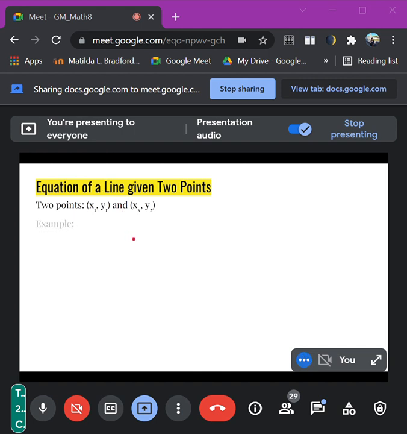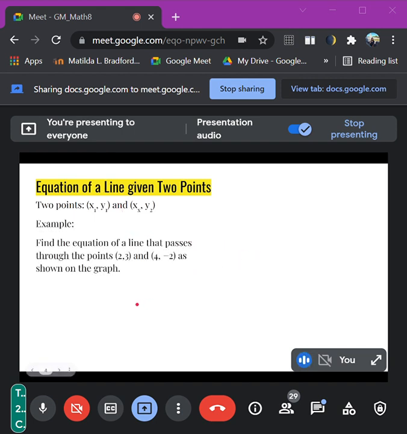So, we have here our first example. Find the equation of a line that passes through the points quantity 2, 3, and 4, negative 2 as shown on the graph. So, gipakita na ang graph daan class. So, unsaon din nato pagkuha iyahang equation. Given sa iyahang 2 ordered pairs or 2 points.